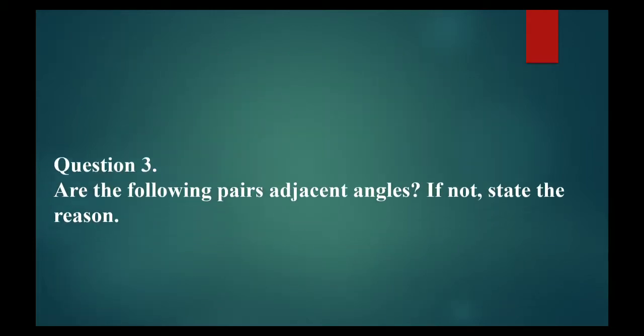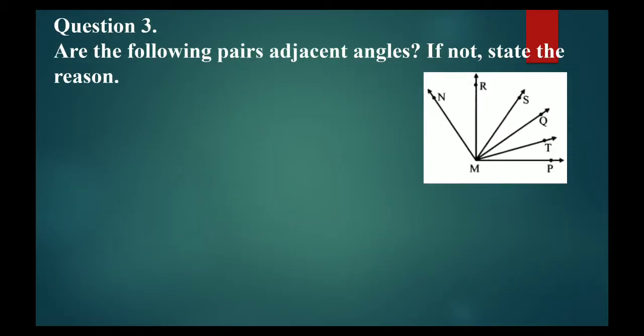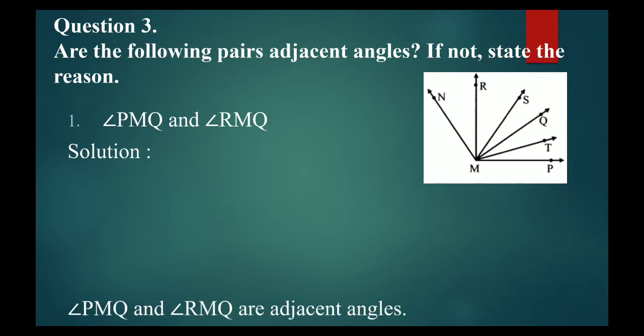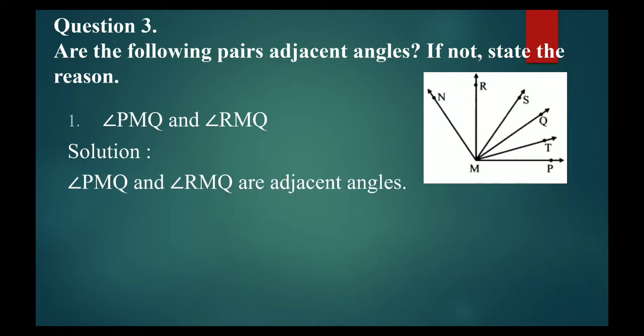Okay. Question number 3. Are the following pairs adjacent angles? If not, state the reason. First, question number 1. Angle PMQ, where is it? And RMQ. Okay, this one. Is it an adjacent angle? Yes, children, it is an adjacent angle. Why? Because it has a common vertex and a common side.